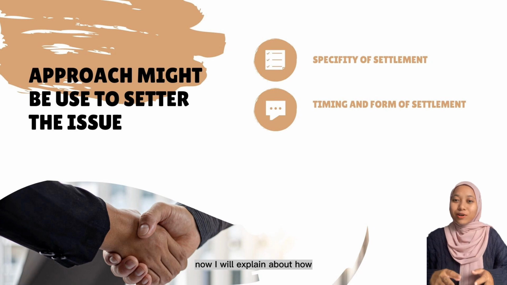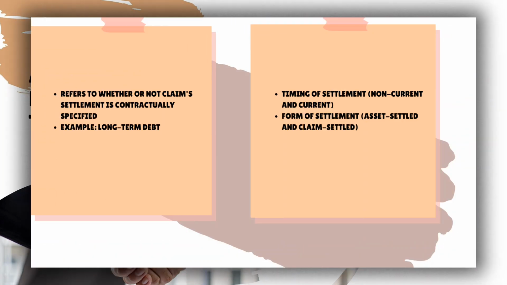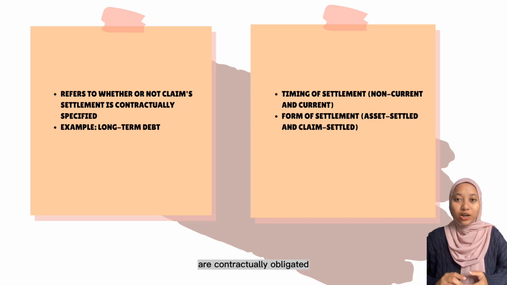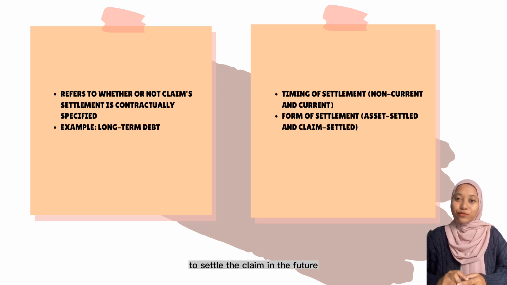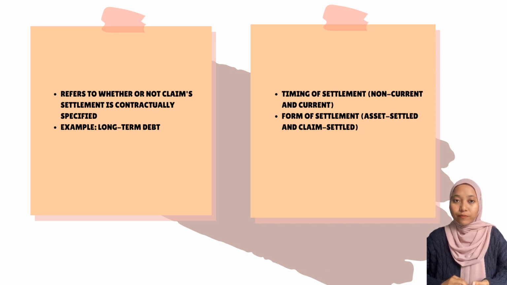Now, I will explain how the approach might be used to settle the issue. First is specificity of settlement, and second is timing and form of settlement. Claims with contractually specified settlement include claims in which the claimant and issuer are contractually obligated to settle the claim in the future, for example, long-term debt, and claims in which either the claimant or the issuer has the right but not the obligation to settle the claim in the future, for example, employee stock options and redeemable preferred stock.